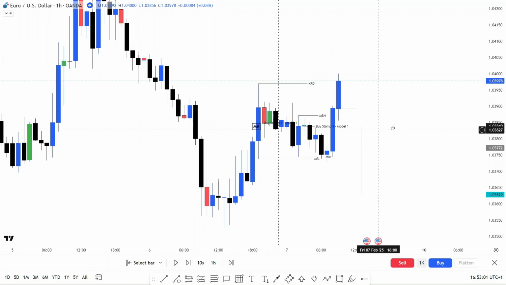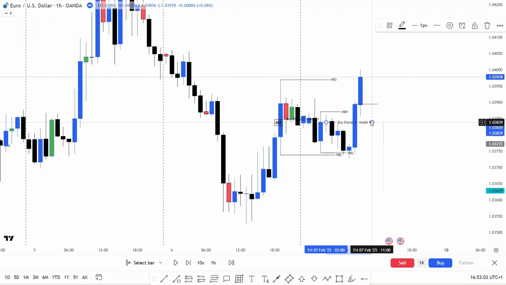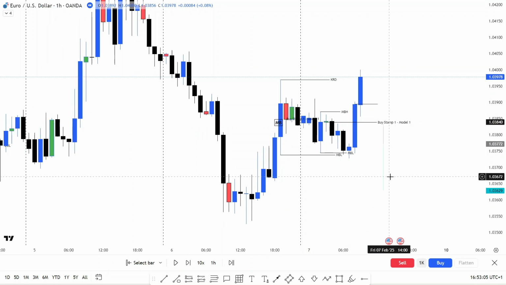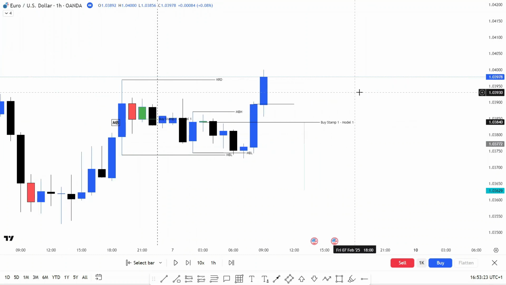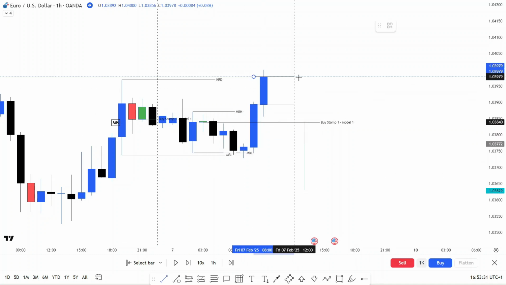It's quite simple. Whenever we have the KDRC stamp 1 model 1, once the draw on liquidity has been taken, we're expecting the next candle to reverse, right? That's what we're expecting. So this is how I knew that this next candle is going to sell. Okay, now that I know, remember this is the closing price.